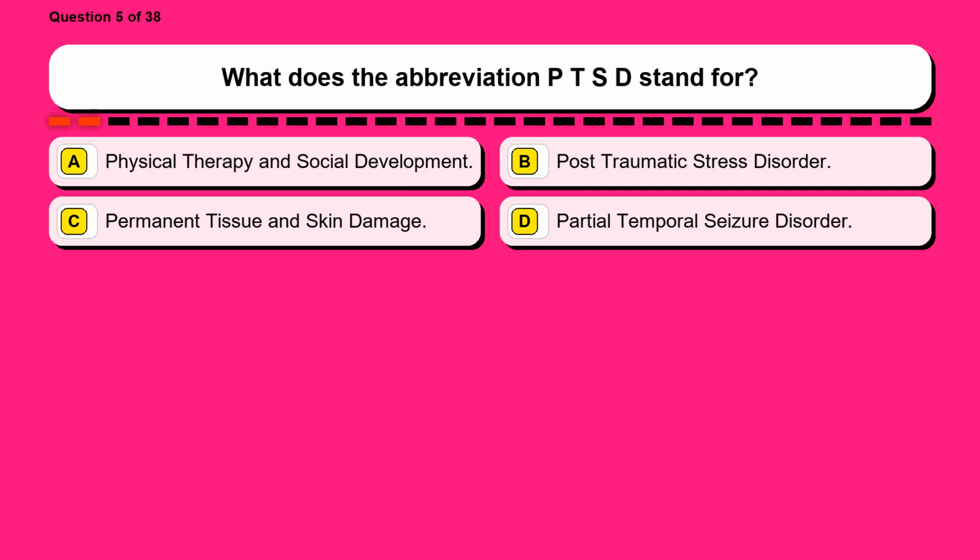Question 5. What does the abbreviation PTSD stand for? Option A. Physical therapy and social development. Option B. Post-traumatic stress disorder. Option C. Permanent tissue and skin damage. Option D. Partial temporal seizure disorder.